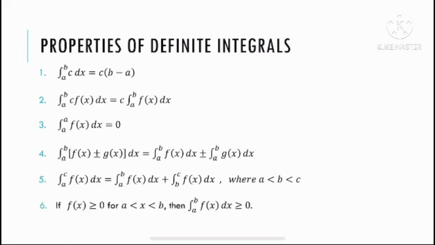Property number 6, if f(x) is greater or equals to 0 for interval from a to b, then the integration of f(x) from a to b also greater or equals to 0.